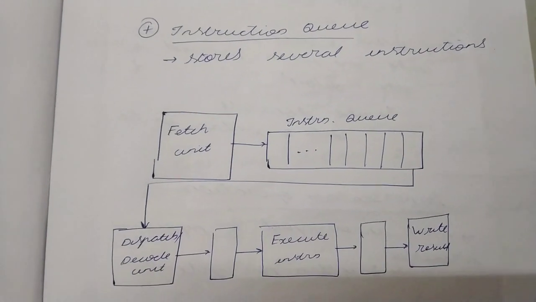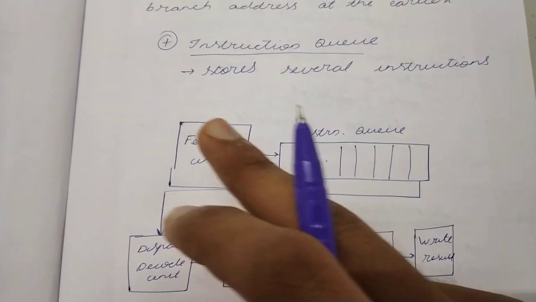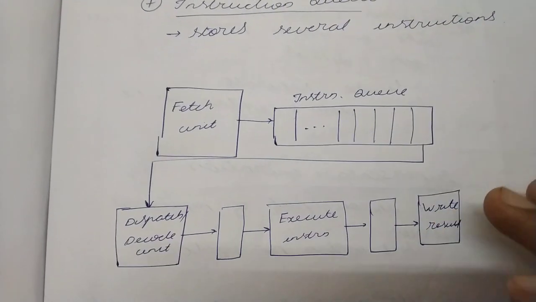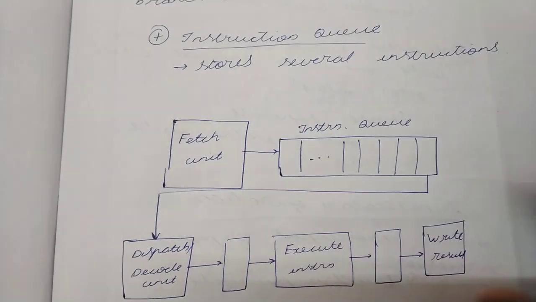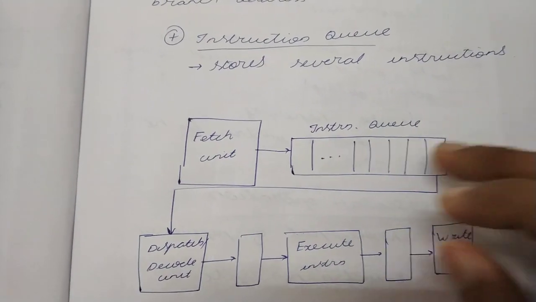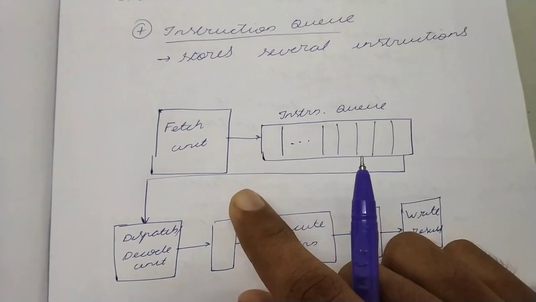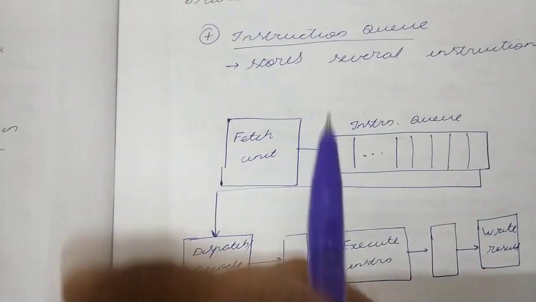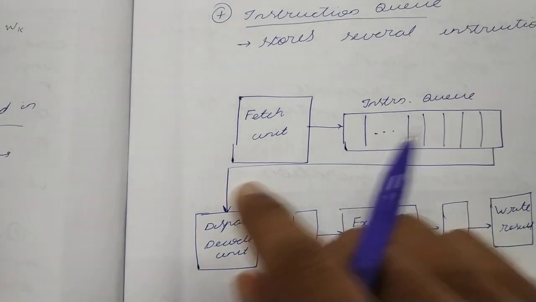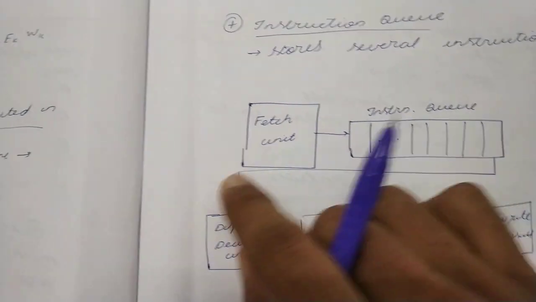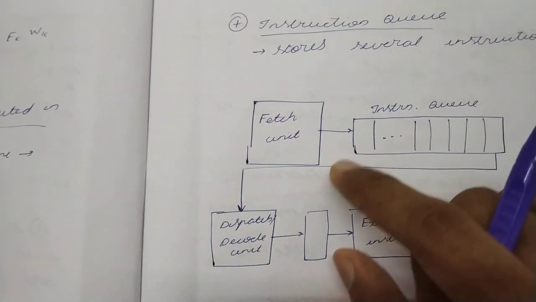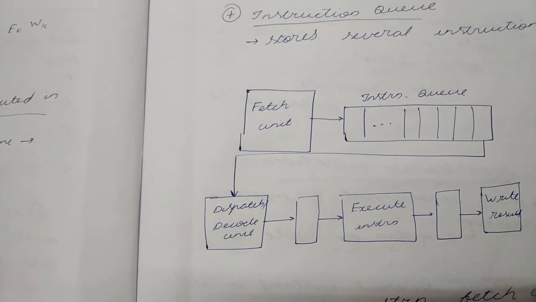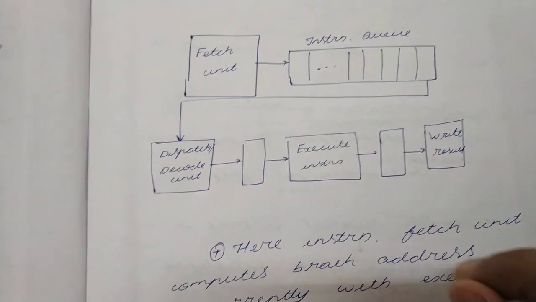Now let's go into the concept of instruction queue. The instruction queue can store several instructions, and as in a queue, it is first in, first out. That is the way queues work. The first instruction that gets into the queue will be out first. The fetch unit goes directly into the instruction queue and feeds it. The dispatch slash decode unit takes from the other side of the queue, and the instructions get executed in first in, first out order. And we also have the interstage buffers.